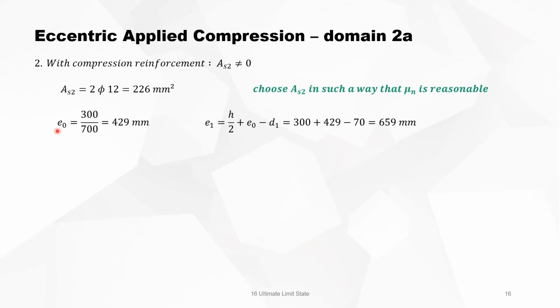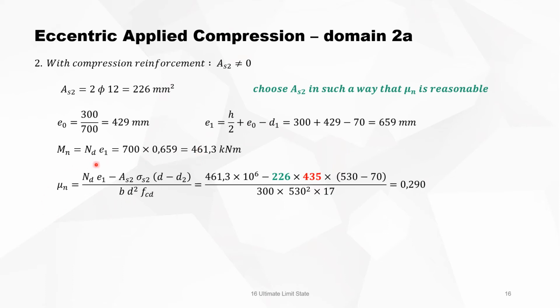Then we have the eccentricities, we already calculated them. Mn was then NEd times e1, 461 kilonewton meter. And then we calculate mu n, and you see As2 we already chose. We put 226, and we assume that the steel is yielding. If we do that, we have here 0.29, which is a very reasonable number as a reduced bending moment. Then from the table or from the formulas, we calculate omega and sigma s. So sigma s is 435, that's okay.